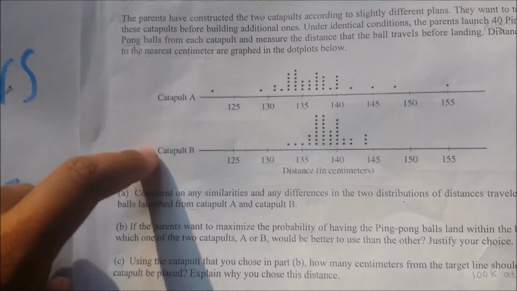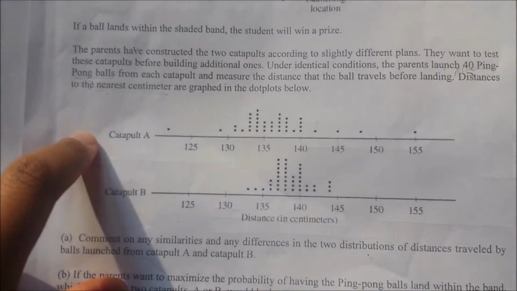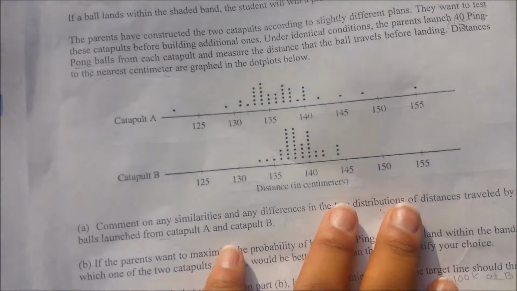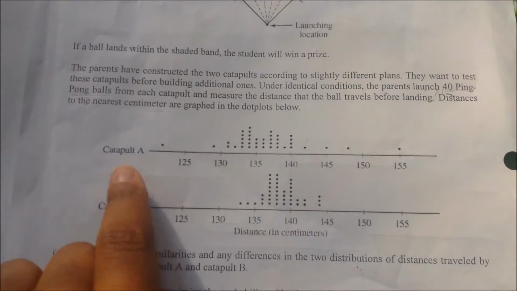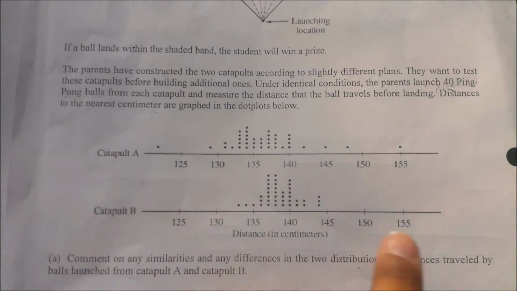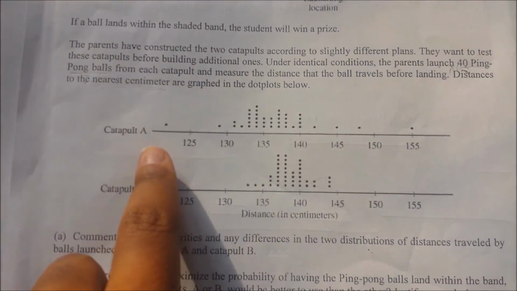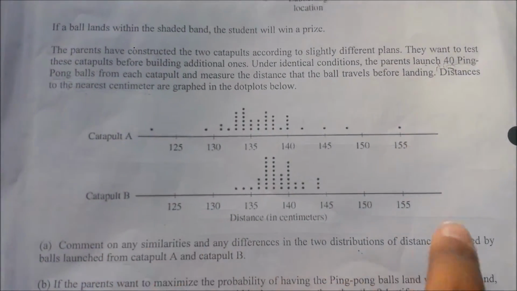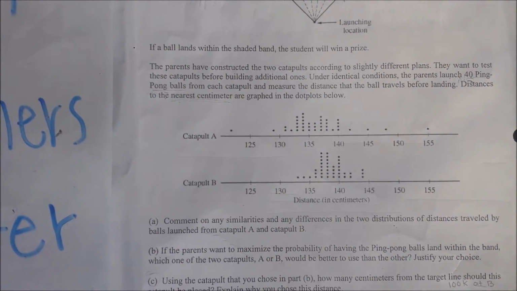So there's Catapult A and Catapult B. To do comparative SOCS, we're going to start with shape. The shape for Catapult A is skewed right. The shape for Catapult B is normally distributed. For outliers, Catapult A has outliers at 155 and 110, whereas Catapult B doesn't have any outliers. And the other outlier at approximately 121.